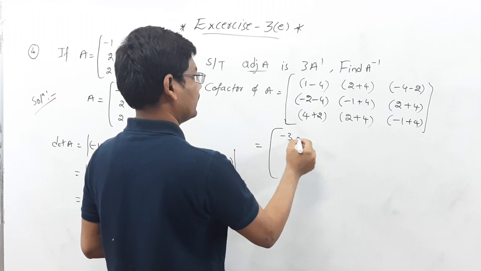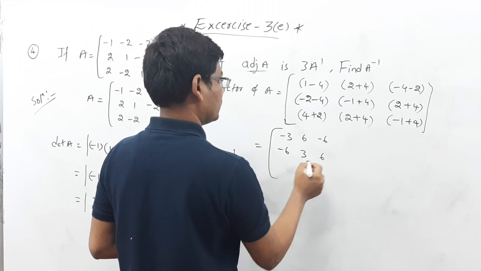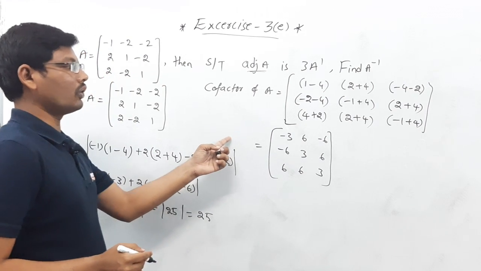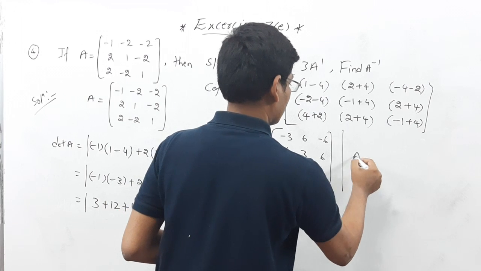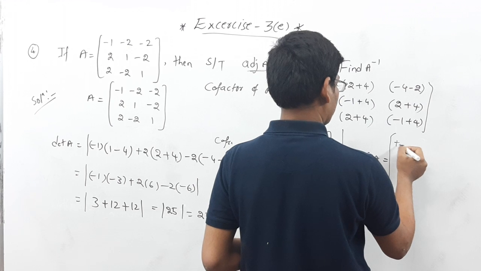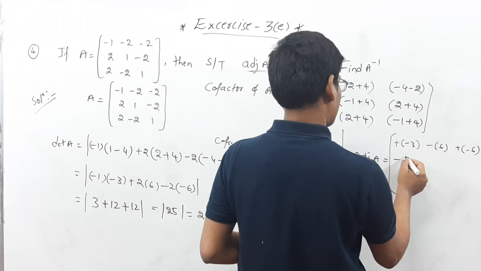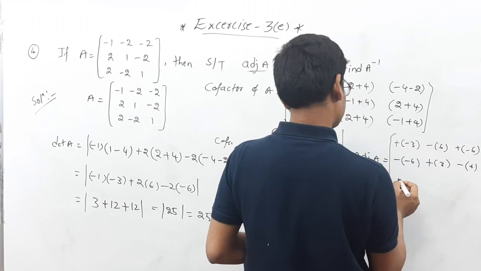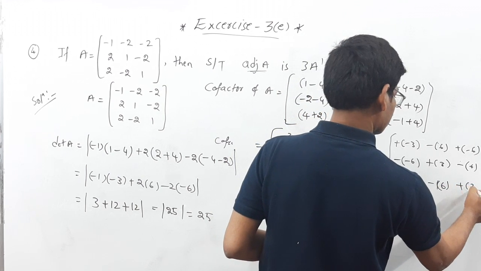Next, minus 3, 6, minus 6, minus 6, 3, 6, 6, 6, 3. This is only the cofactor, but we need the adjoint. This is the cofactor. Now, adjoint of A: the signs will be changed. Minus of plus minus 3, minus 6, plus minus 6, and minus of minus 6, plus 3, and minus 6. Next, plus 6, minus 6, and plus 3.